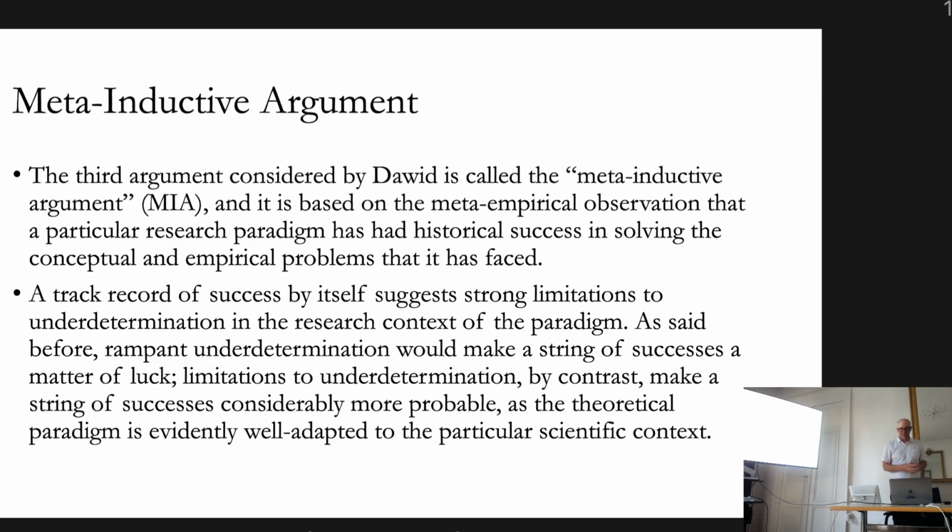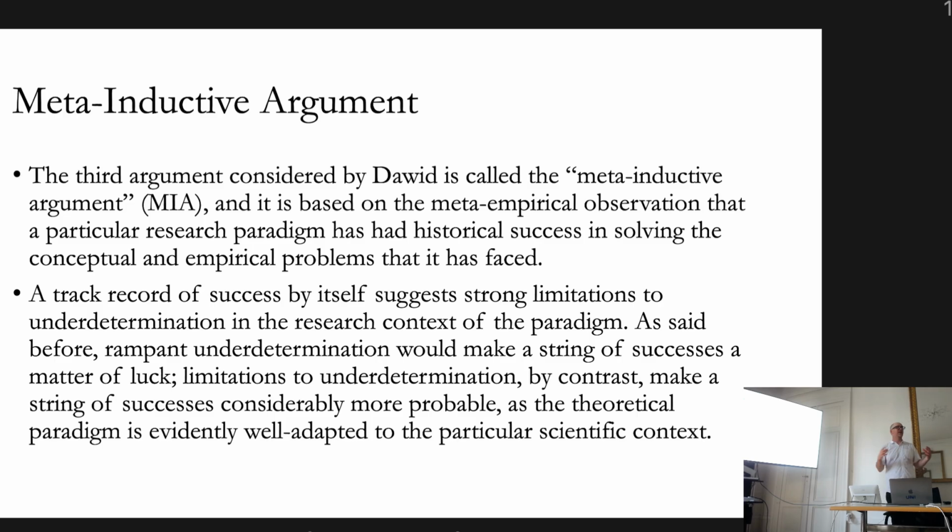This argument is based on the meta-empirical observation that a particular research paradigm has had historical success in solving the conceptual and empirical problems that it states. Okay? So a track record of success by itself suggests strong limitations to underdetermination in the research context of the paradigm. So it is a meta-empirical argument in its own right. Right? So rampant underdetermination would make a string of successes in some theoretical field a matter of luck.